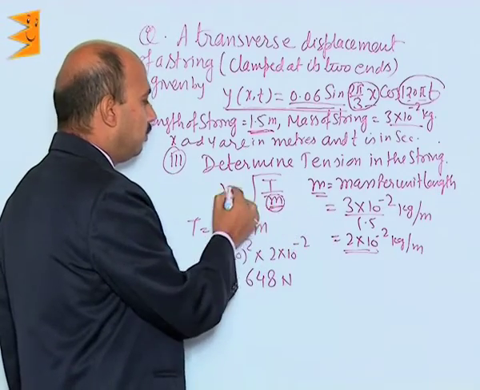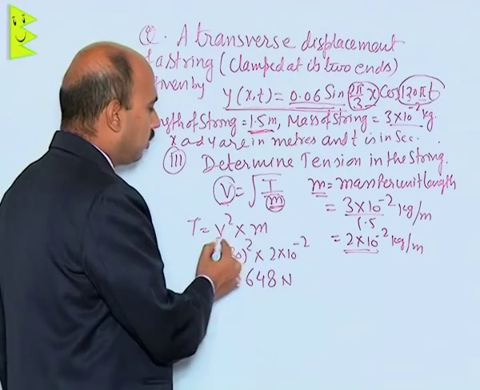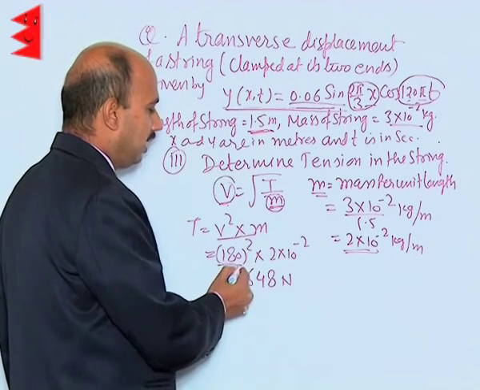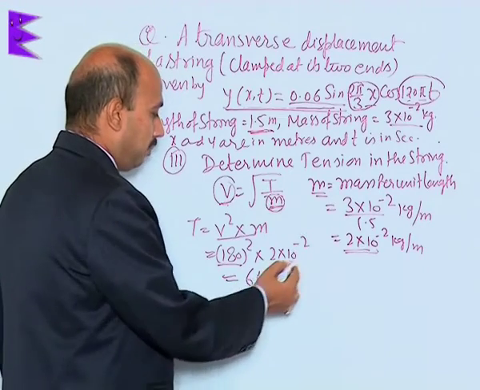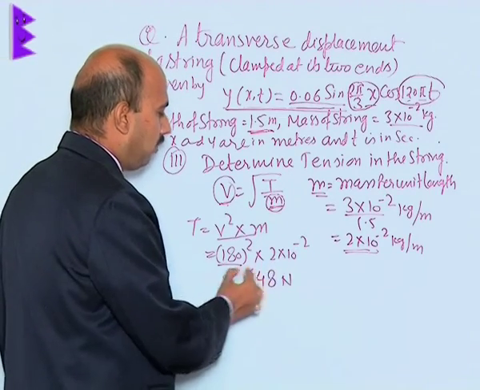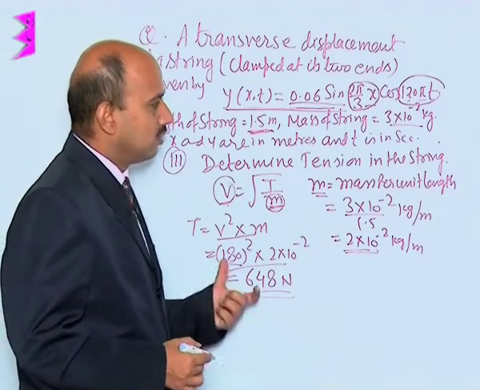So, we have got m, we have got velocity, easily we can calculate T. So, T = v² m. So, 180² × 2 × 10^-2 kg per meter, and if you solve it, you will be getting 648 Newton. So, this is the total tension in the string.